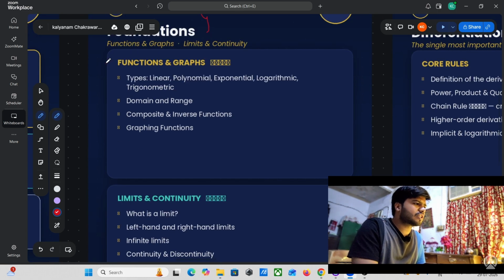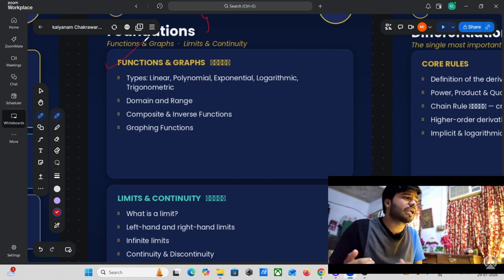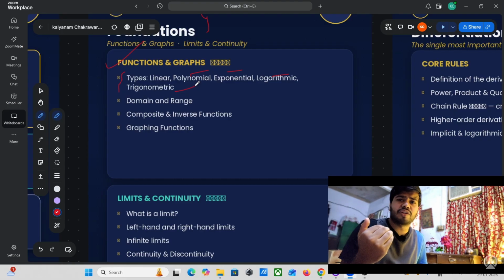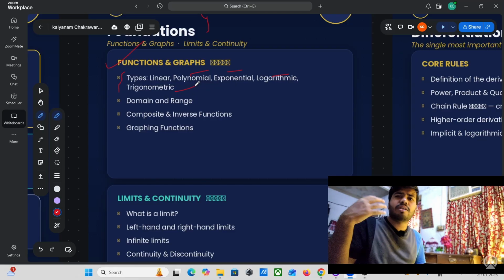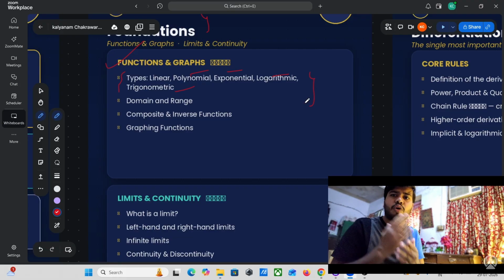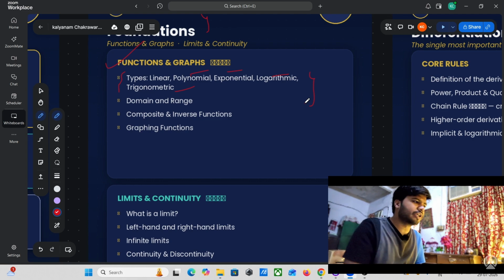Firstly, you need to learn functions and graphs. In functions and graphs, you need to learn linear, polynomial, exponential, logarithmic, and trigonometric functions. You need to solve some questions as well, if you follow this roadmap. And plotting the graph is very important.